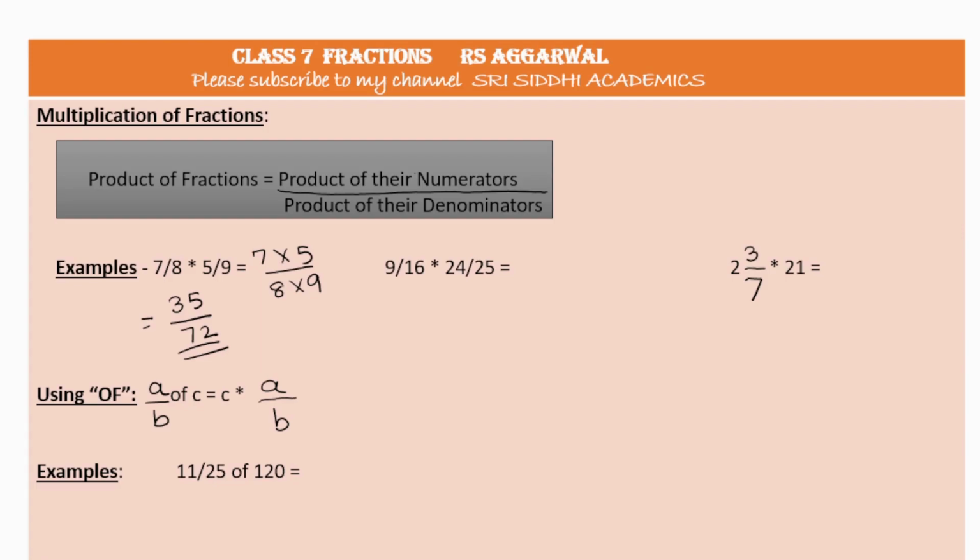Because there is nothing common between the numerators and denominators, we don't simplify, we simply multiply, like we have written here, product of the numerators by product of the denominators. We do that. Now let's have a look here.